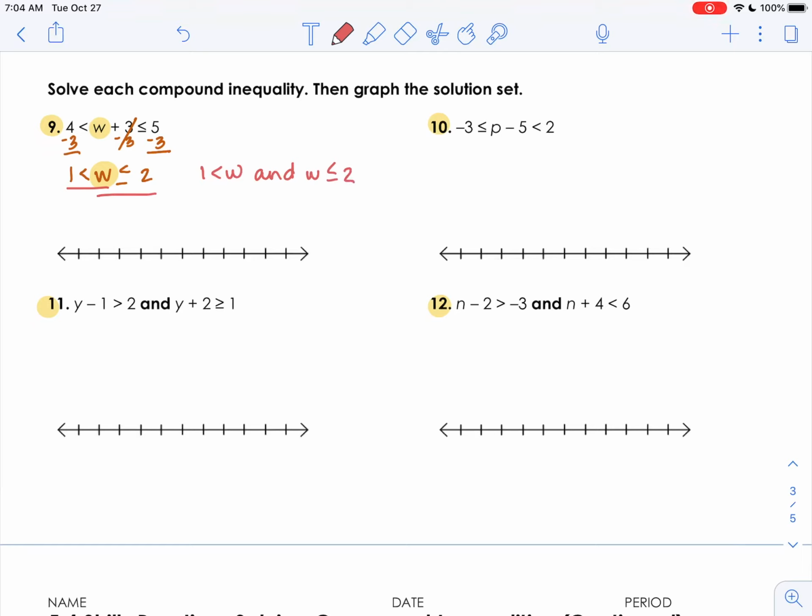And you can graph each of those and look for the overlap, or we can use the strategy I showed above, where we just look at our starting point, which is 1. 1 is less than w, so I'm going to put an open dot on 1. And then w is in the middle of 1 and 2. And so w is less than or equal to 2, so that'll be a closed dot on 2 with our answer in the middle. So that's how I'm going to graph it. So I'll start at -1, 0, 1, 2, 3, 4, 5. I'm going to have an open dot on 1, a closed dot on 2, and my solution is in between. So it's a small solution set. You're going to try number 10 on your own.